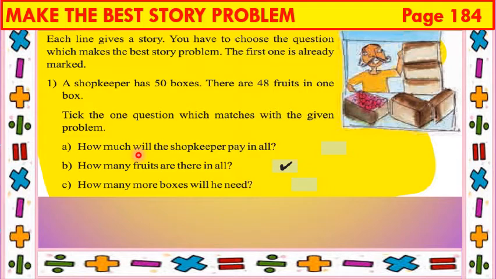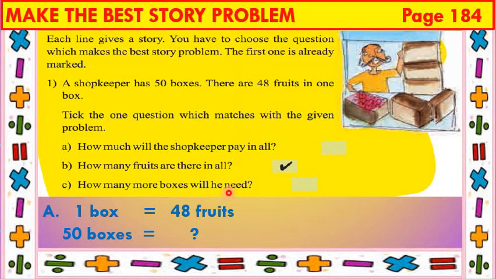Option A, how much will the shopkeeper pay in all? B, how many fruits are there in all? And C, how many more boxes will be needed? So we have to find the correct answer out of these 3 options. It is given that one box has 48 fruits. Then in 50 boxes, how many fruits will be there? Option B matches the best. So the answer is option B.